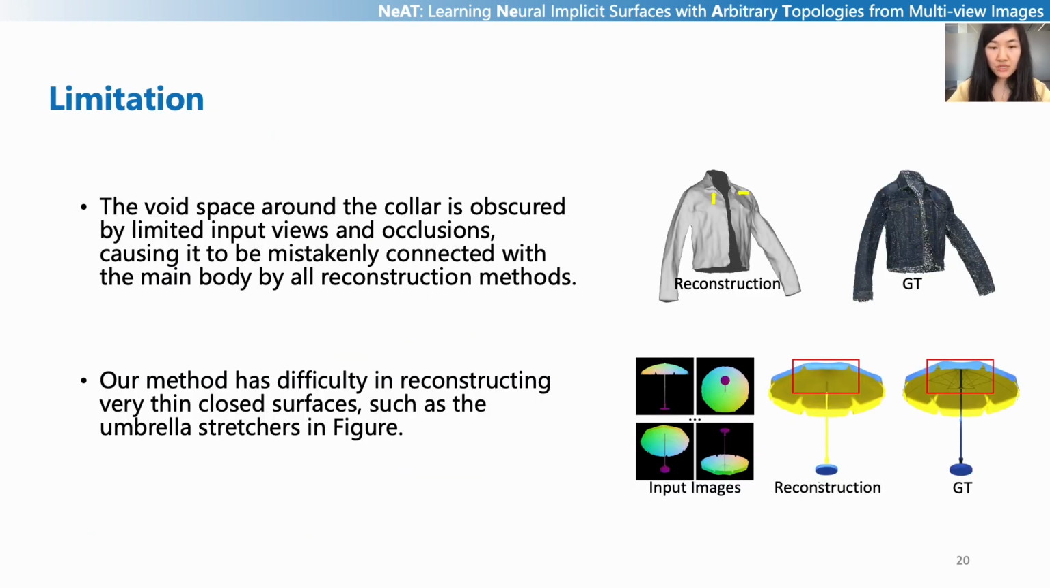There are 2 limitations with the current method. The first limitation is that the empty space around the collar is mistakenly connected to the main body due to limited input views and occlusions. The second limitation is that NeAT has difficulty in reconstructing very thin closed surfaces, like the umbrella stretchers.